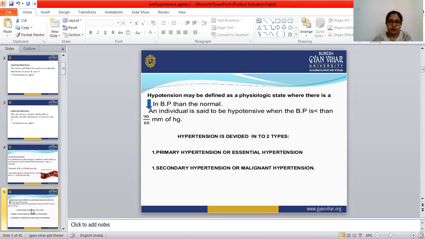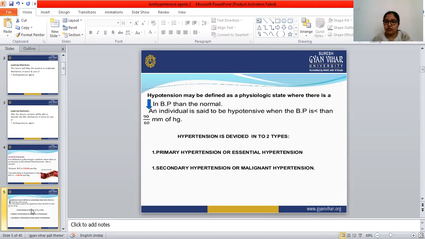So hypotension is the condition where there is a decrease in BP than the normal. An individual is said to be hypotensive when the BP is lower than 90/60. So normal BP is 120/80, and if the BP is 90/60, that person is a hypotensive patient.